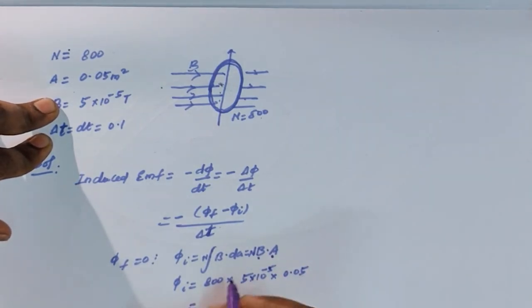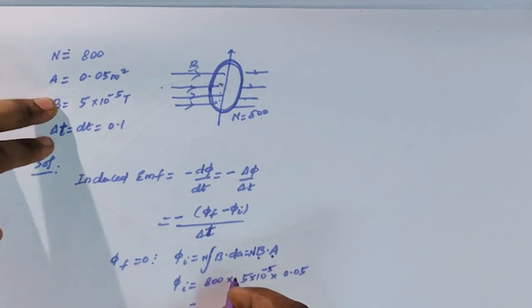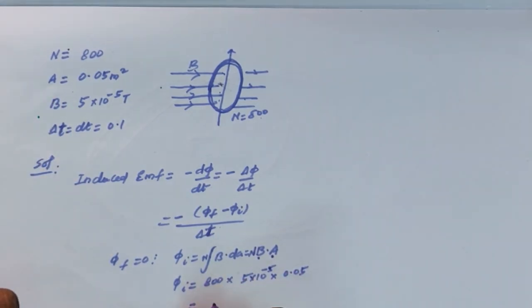If you multiply this, 5 times 8 is 40, 40 times 5 is 200. So the initial flux is 200 × 10^-5, the number of field lines passing through the area. Once we check it, yes, it would be the right answer.